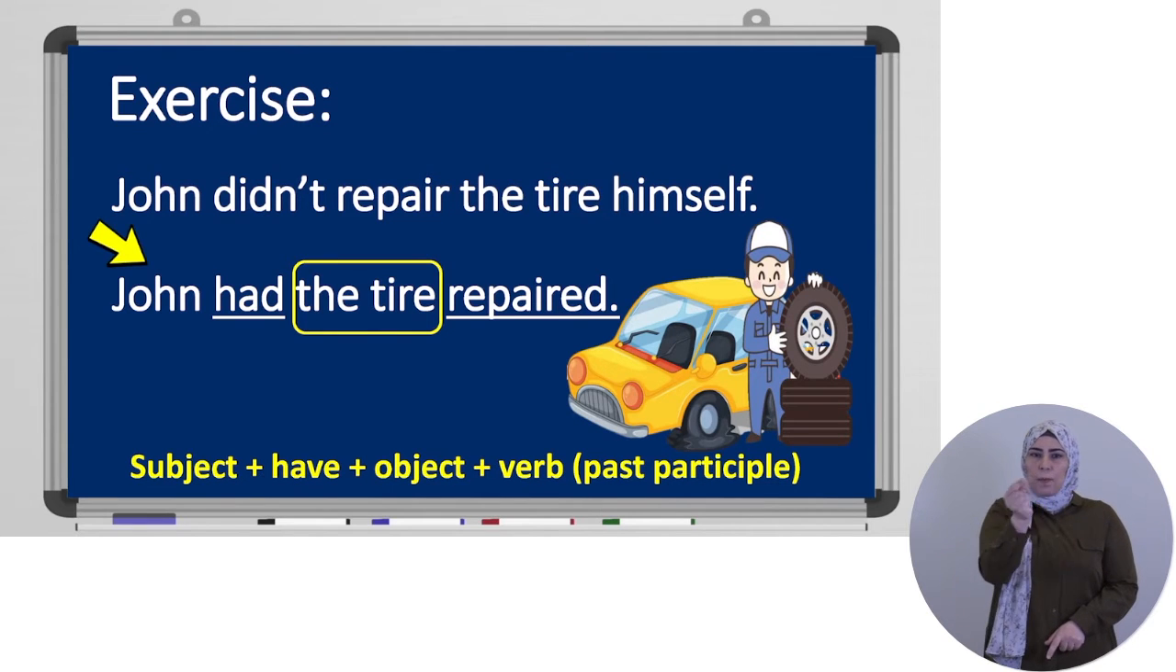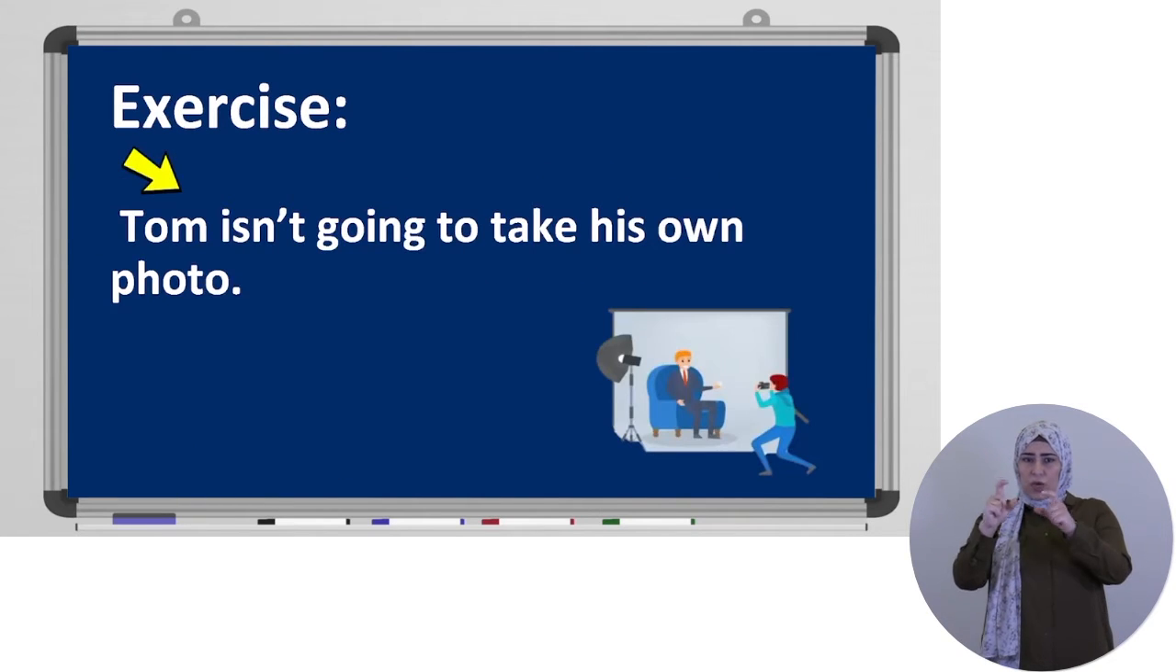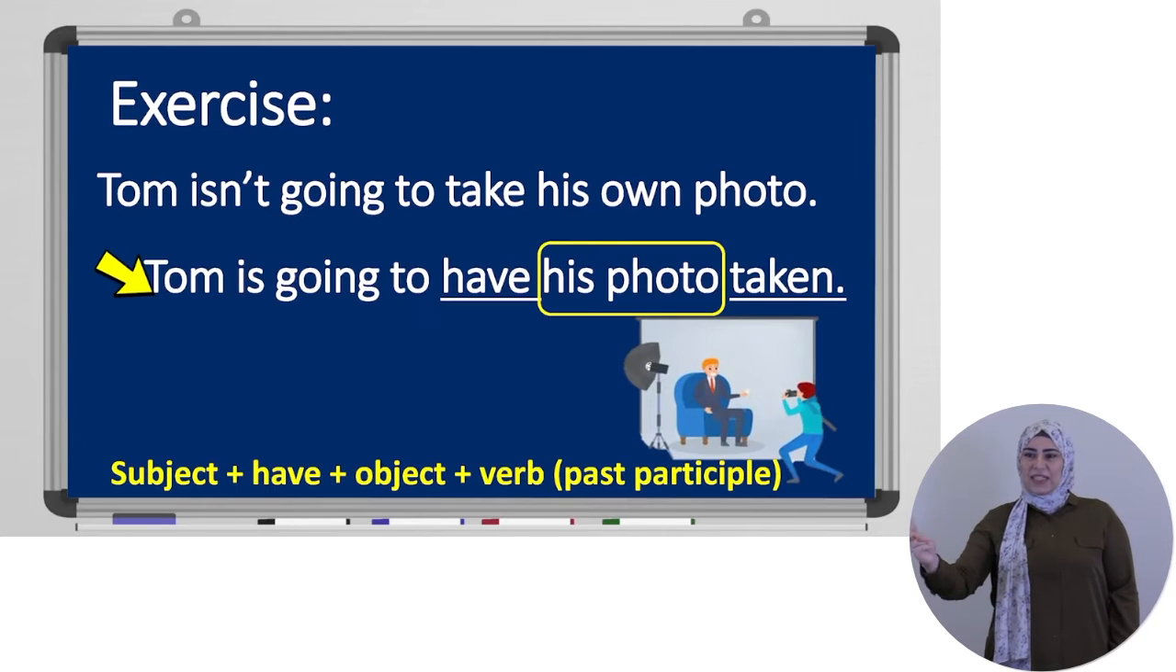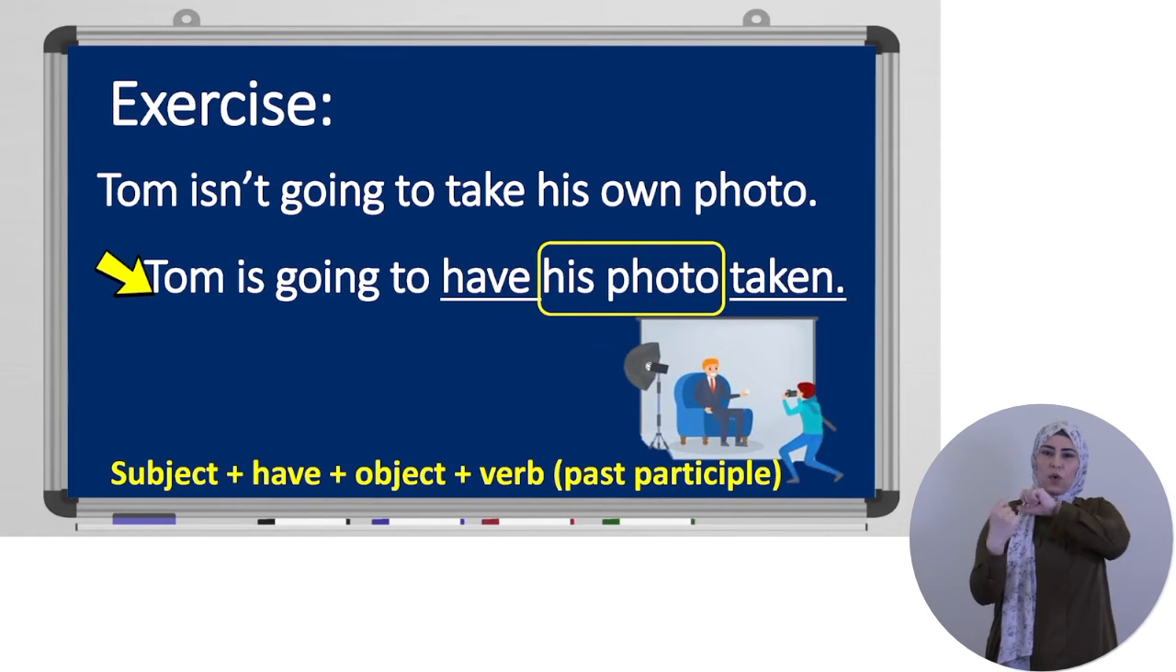Let's look at another example. This is Tom. He's sitting on a sofa. Someone is taking his picture. So is he going to take his own photo? No. Tom isn't going to take his own photo. Tom is going to have his photo taken. This is the causative form.